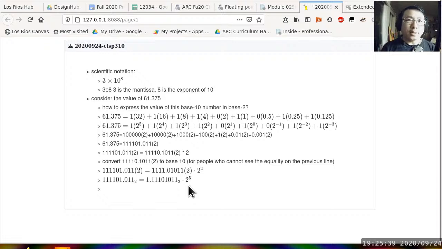Well, don't you think this has some resemblance to the scientific notation, where we specify a certain value, and then we specify a power of the base that we are using in order to express the value that we want to express? Hey, it's the same idea. This is really the same idea.